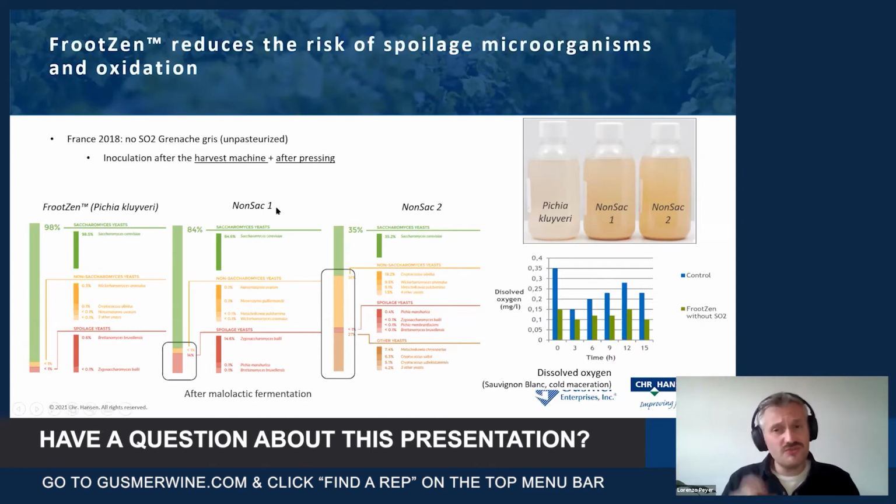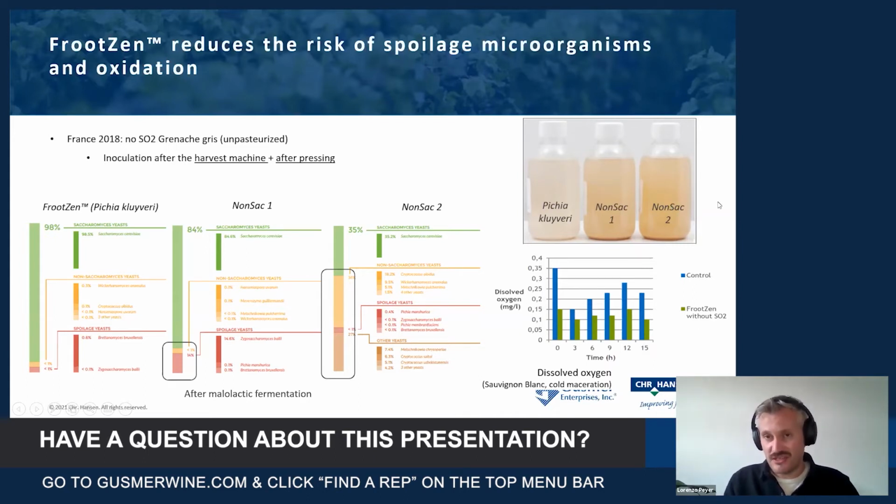Whereas we tried two other competing non-Saccharomyces for bioprotection, and we see that we have a little bit more of an unclean fermentation that took place. Again, here we have the juices, or the wines, from this fermentation, and we see that in these other two tanks it looks like there has been a little bit more oxidation taking place.